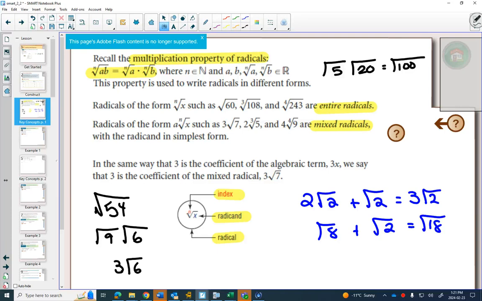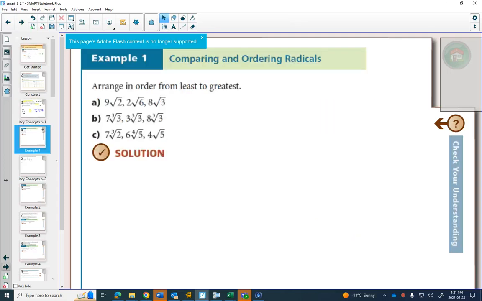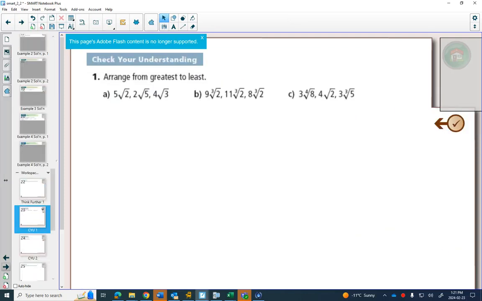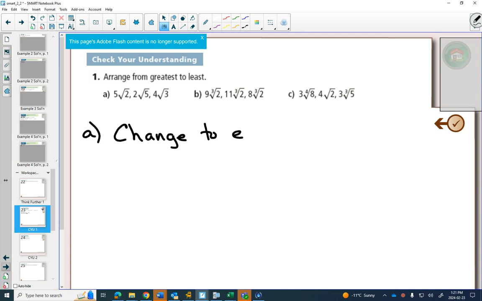So we have these different forms, and we're going to use these different forms to solve some questions. One of the questions that we can solve is ordering them from greatest to least. Some of these are going to be non-calculator questions, and some of these will be calculator questions. Obviously, the calculator questions are super easy. You just type it into your calculator and find out which one's biggest, which one's smallest. But if it was non-calculator, like A, we can change to entire radicals to compare.